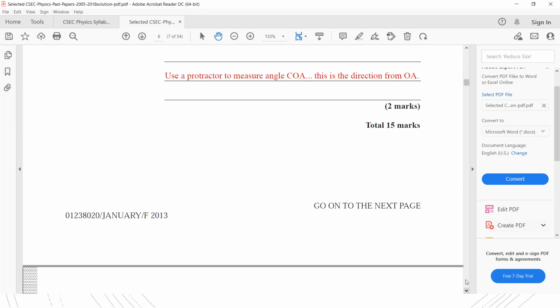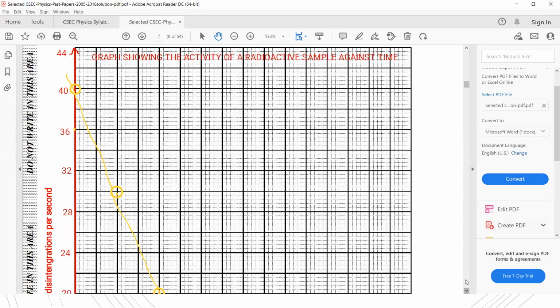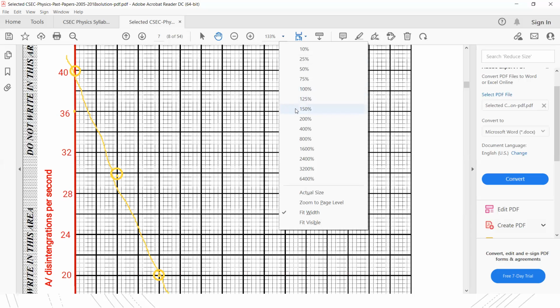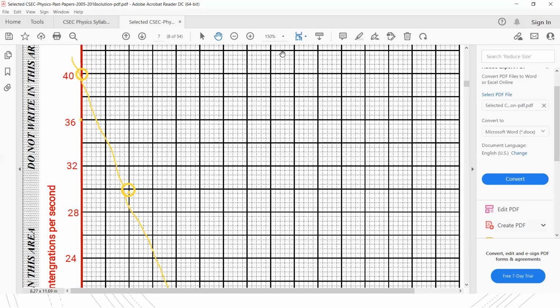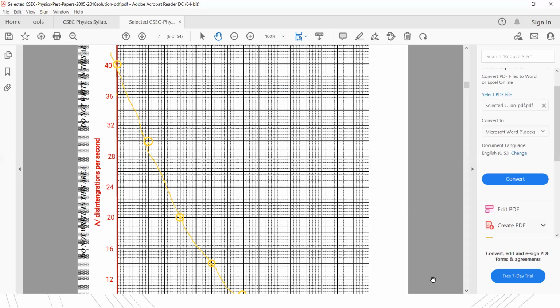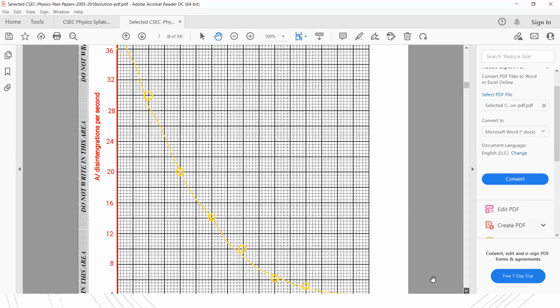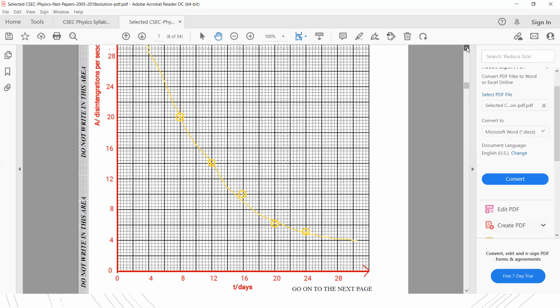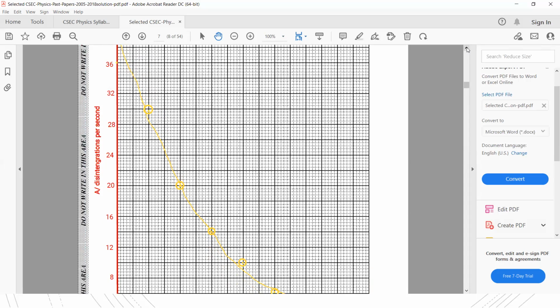All right, this question. This question is a radioactivity question, also data analysis. Unfortunately, the question is not shown, but you were given values of activity and time. And you're to plot a graph of activity against time in days. Now the activity is given in disintegrations per second.